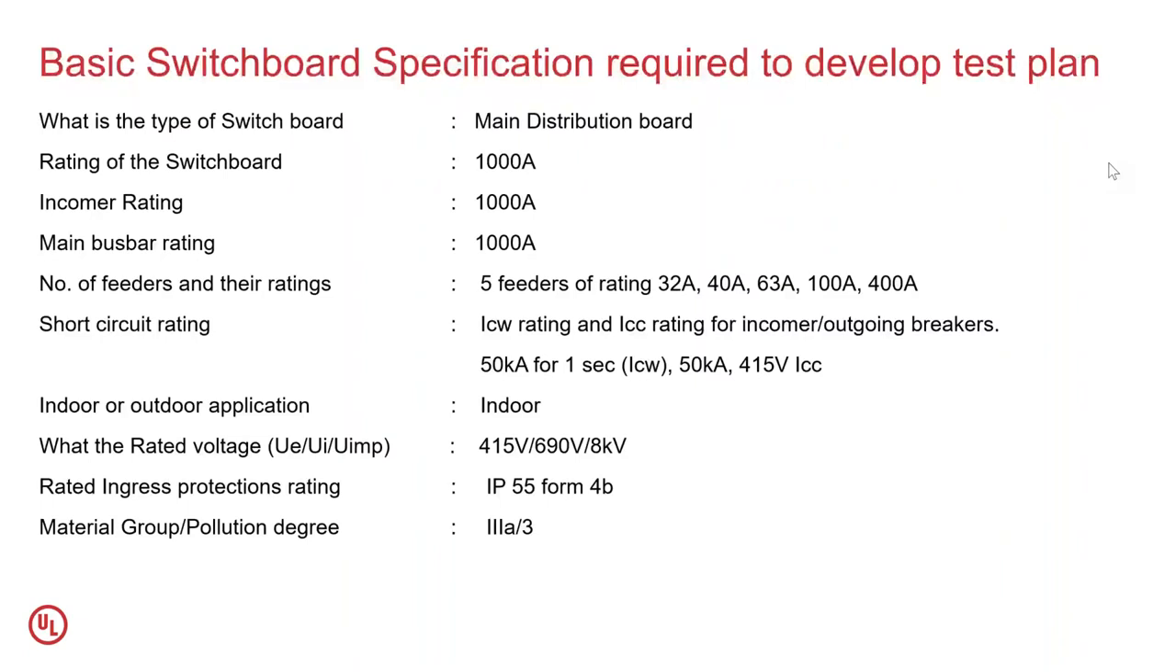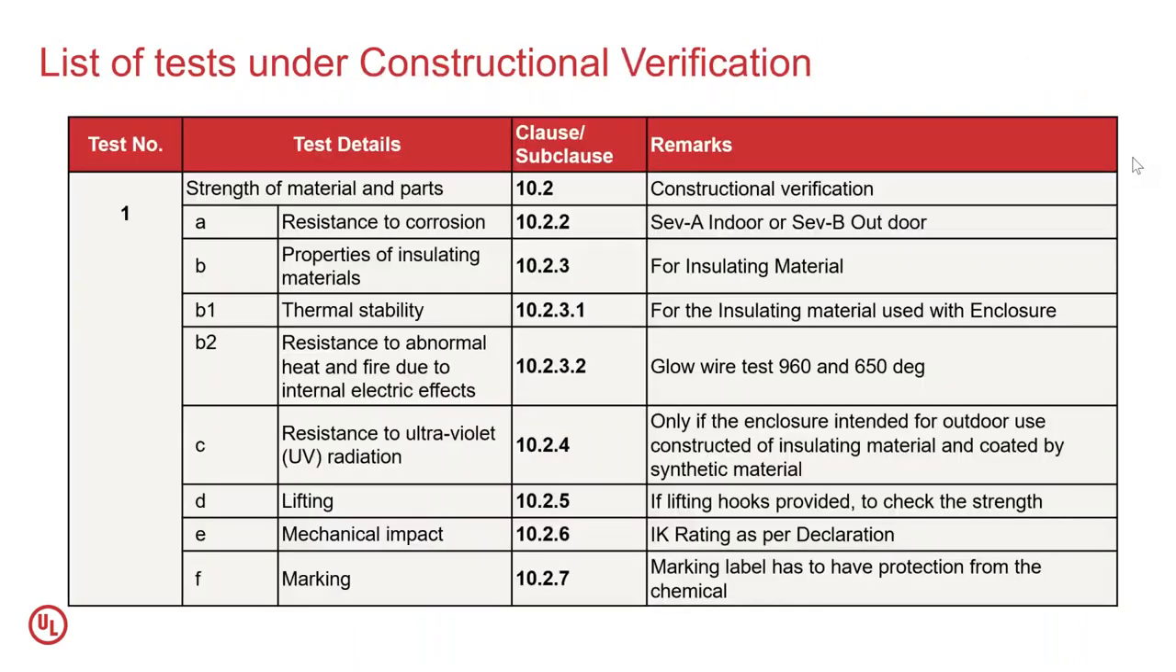Another major thing is whether my switchboard is for indoor or outdoor application. And the next one is very, very important: what is the rated voltage, what is the impulse voltage, what is the insulation voltage? Why it is required, I'll explain later. Then what IP protection rating you are going to declare, and what material group and pollution degree. At least these 9 to 10 pieces of information you need to have to complete the test plan.